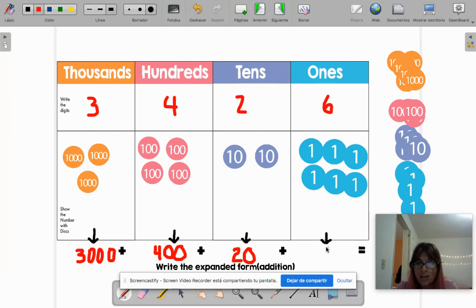So here it's just 6. Here we don't expand it because each circle is 1. So at the end, if we count these by the number inside the circle, it's 1, 2, 3, 4, 5, 6. Here, the number inside the circle is 10 plus other 10, 20.